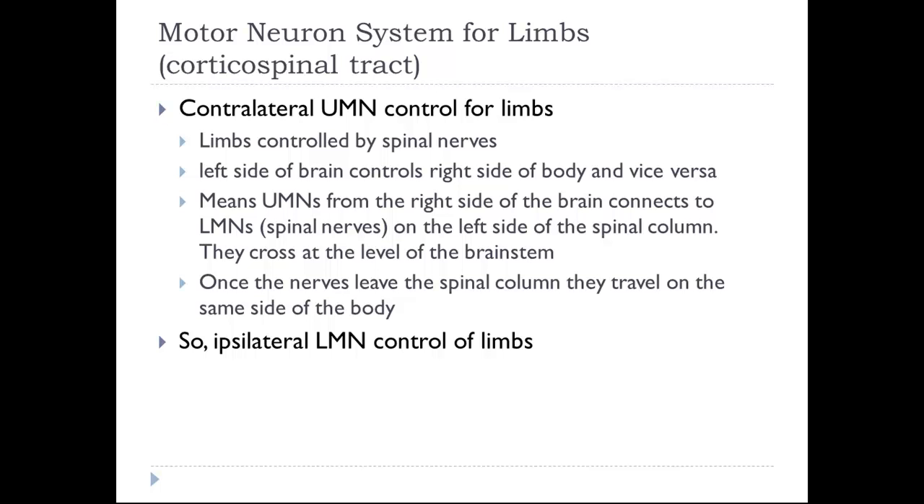Okay? That means that the upper motor neurons from the right side of the brain connect to the lower motor neurons, the spinal nerves, in the left side of the spinal column, after they have crossed over at the level of the brainstem. And then from the spinal column, the nerves just go out on the same side to then tell your limbs what to do. Okay? And the lower motor neuron pathways from the nuclei to the limbs are always ipsilateral, same side.